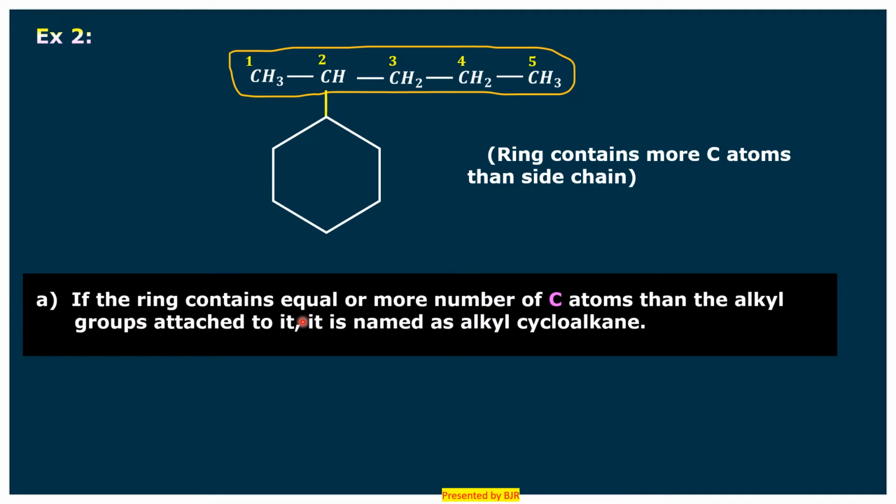If the ring contains equal or more number of carbon atoms than the alkyl group attached to it, it is named as alkyl cycloalkane. Okay, so this alkyl group attached to the ring should be treated as the substituent.